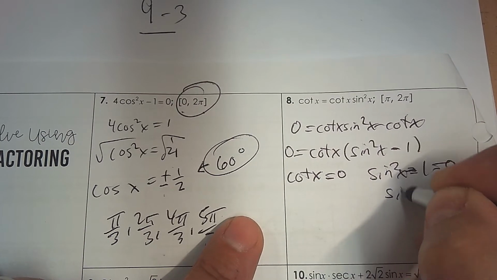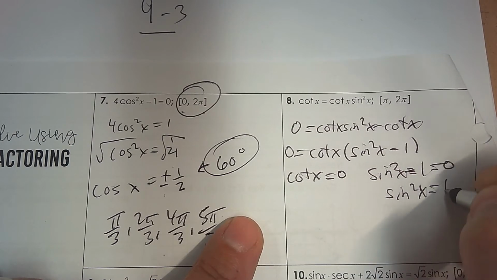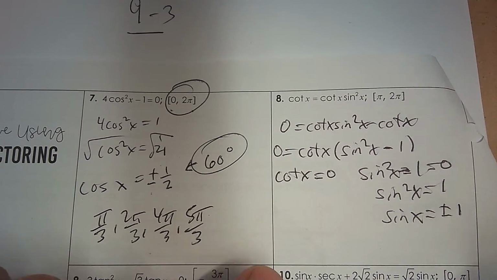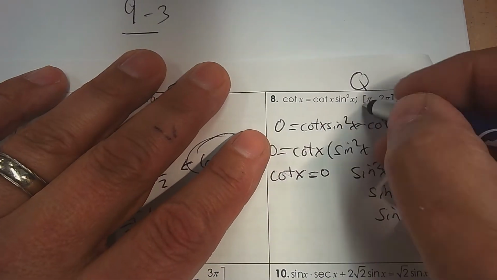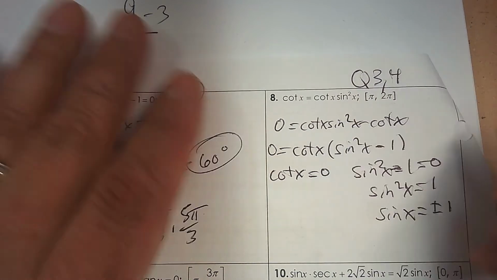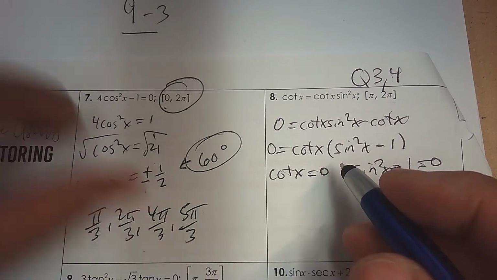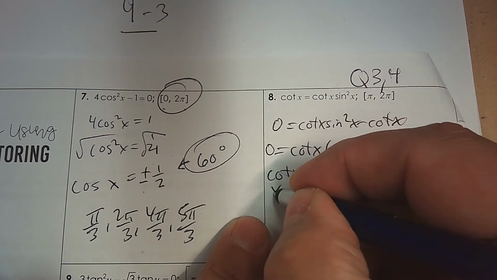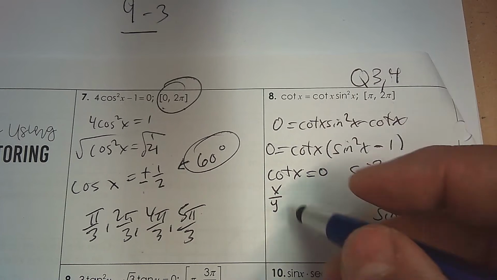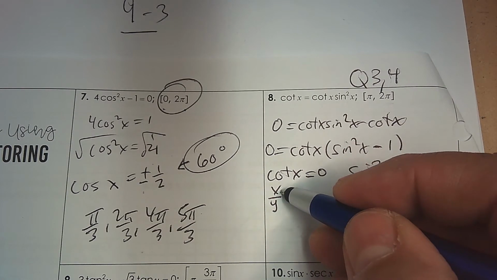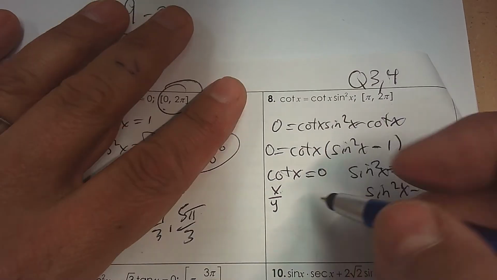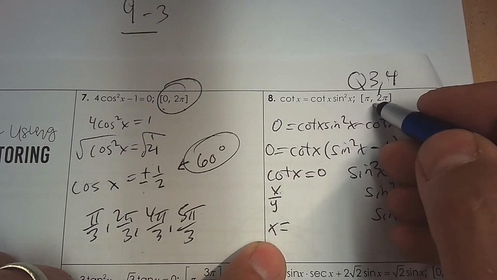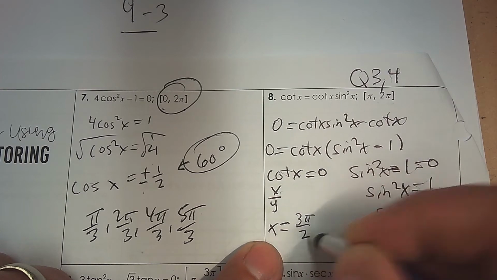So for this one, we're going to add 1 and then square root. Now when you do the square root of 1, the answer is going to be positive or negative. I need to know the quadrants. From pi to 2 pi is quadrants 3 and 4. So where is cotangent 0? And so cotangent by definition is x divided by y. So when is the x coordinate 0? So the x coordinate is 0 at pi over 2, but that doesn't work. And the other one is at 3 pi over 2. That does work.